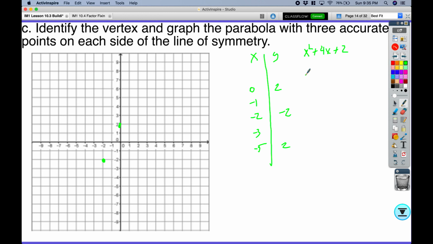If I plugged in -1, I would get something that looks like -1 as my answer. So I know that -3 would also have that answer as well. And I can go ahead and graph this. So identify the vertex of the parabola with 3 accurate points on each side of the line of symmetry. Cool.